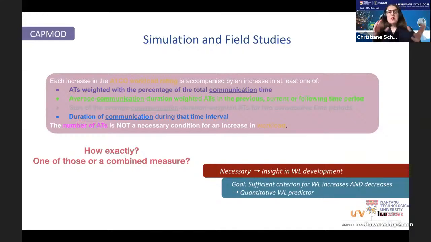And of course, should we take it like that, or can we maybe come up with a combined measure? So there is still some research needed to be done. But from this necessary condition, we get an insight into the workload development. And of course, as I told you before, the goal would be to have a sufficient criterion for both workload increases and decreases, because that would yield a quantitative workload predictor. And with that, we'll move over to the last questions on weather, and I'll hand back to Tatjana for now.